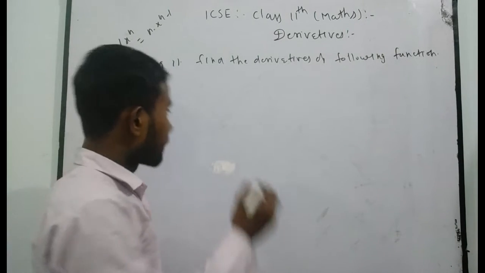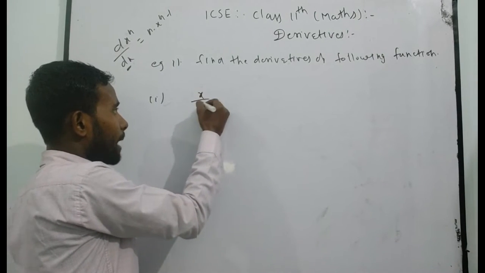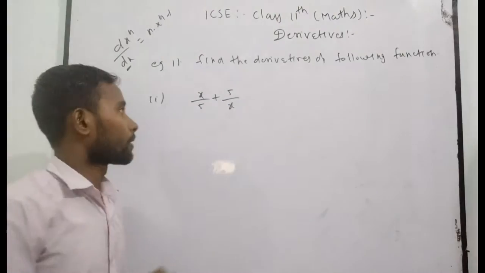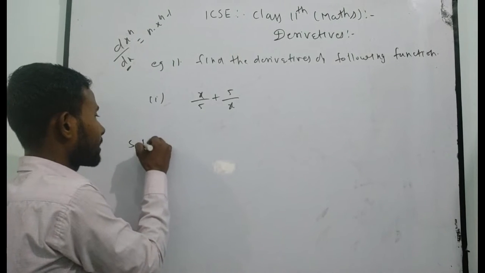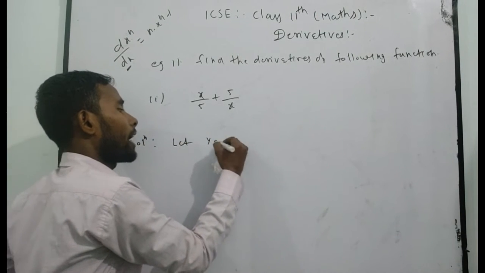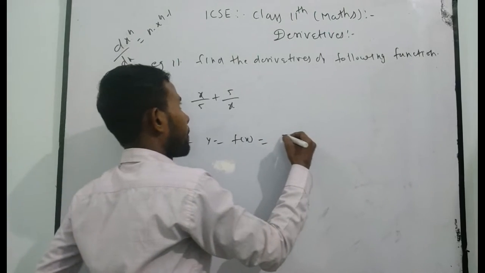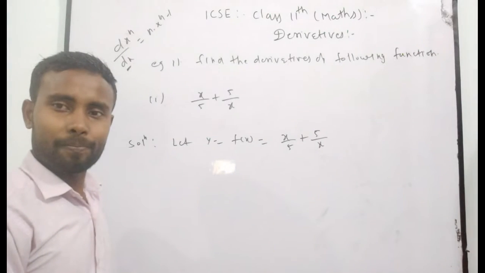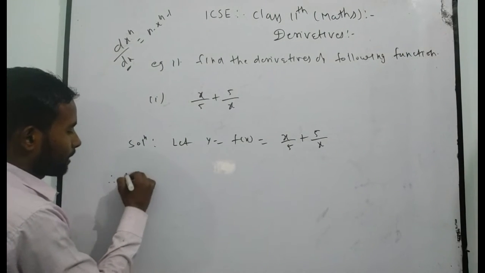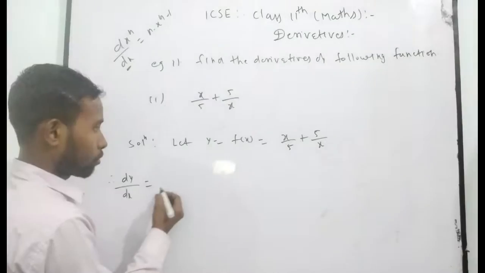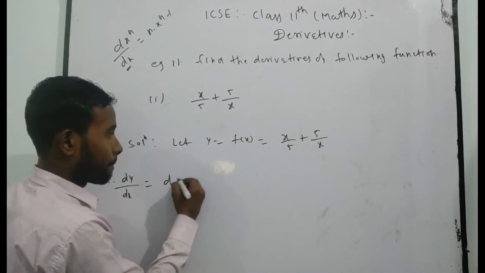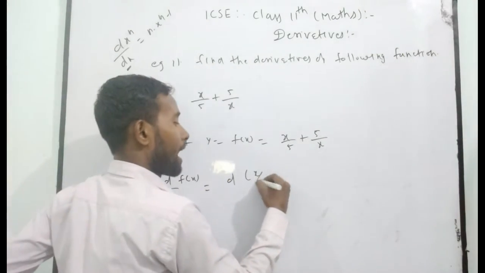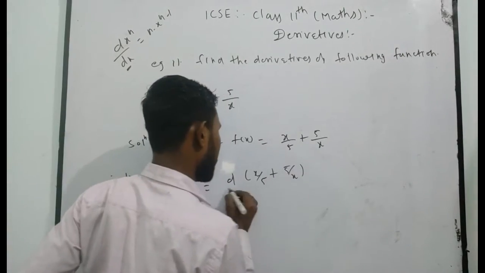Example 2: x by 5 plus 5 by x. This is the next example for you. How can you solve it? It is also very easy. Firstly, let y is equal to f(x) is equal to x by 5 plus 5 by x. See here. So dy/dx is equal to the derivative of f(x) with respect to x, which is the derivative of x by 5 plus 5 by x with respect to x.